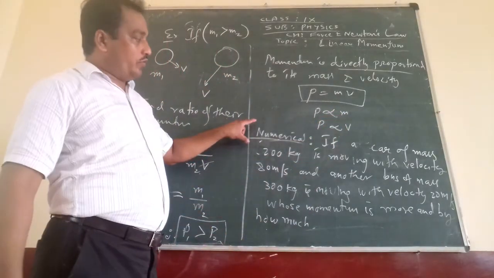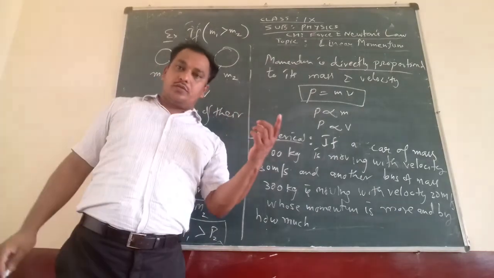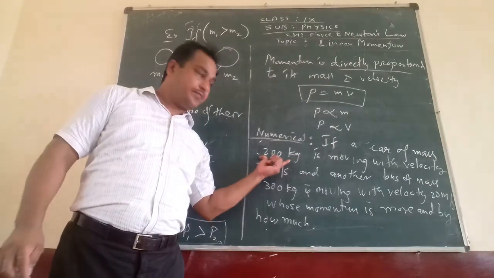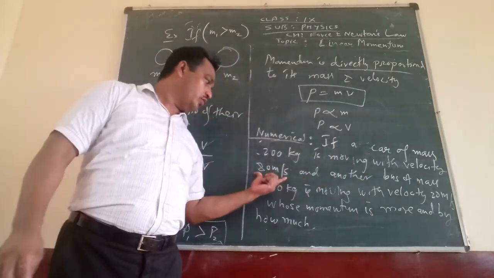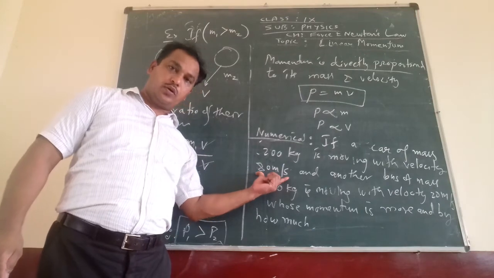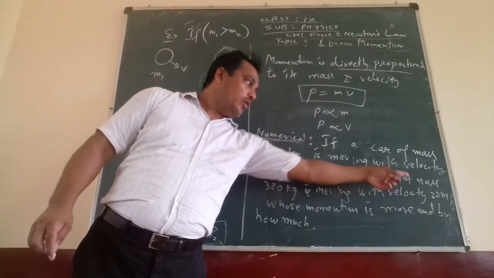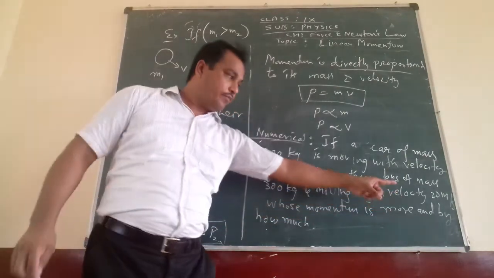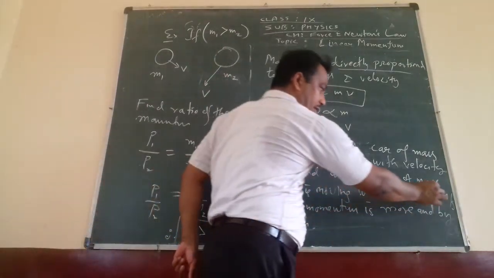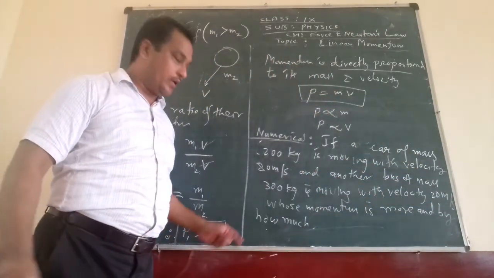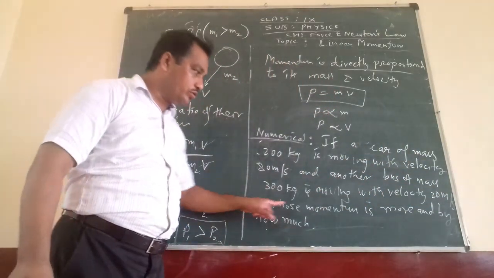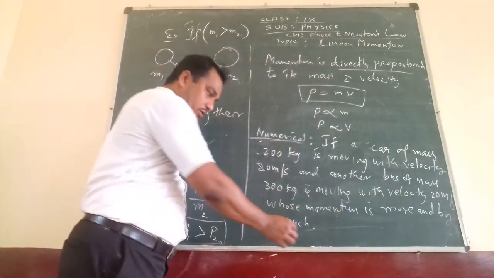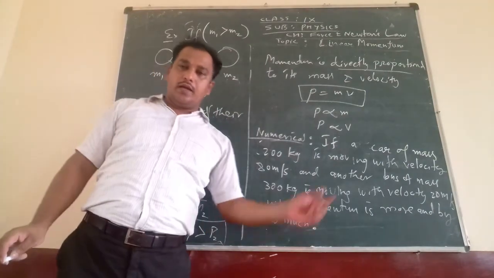Okay. Now one numerical I am giving you, one question you have to solve. If a car of mass 200 kg is moving with velocity 80 meter per second, and another bus of mass 300 kg is moving with velocity 20 meter per second, now you have to find out whose momentum is more, and by how much. Do this question and revise it, write in your copy.